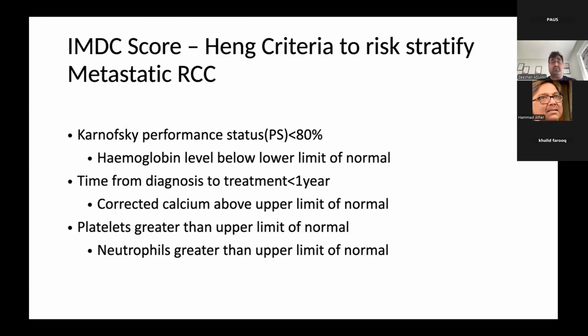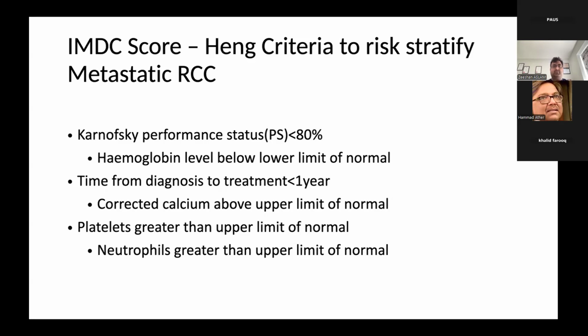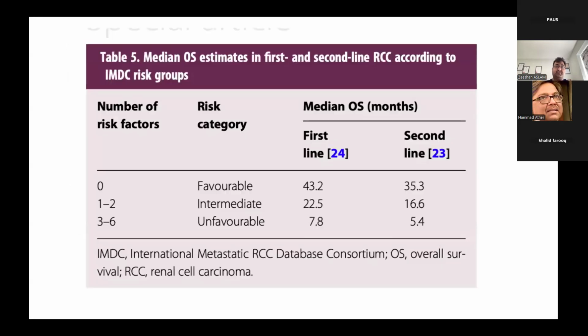Another criteria which is more commonly used these days is the IMDC score, International Metastatic Disease Consortium score, also called the Heng criteria, after Dr. Heng, who developed this some years back. It's more or less similar to MSKCC, taking into account performance status. Blood counts are slightly differing in terms of platelets and neutrophil counts, but more or less it's the same. So this is what we have been implementing more recently to risk stratify and then make further decisions.